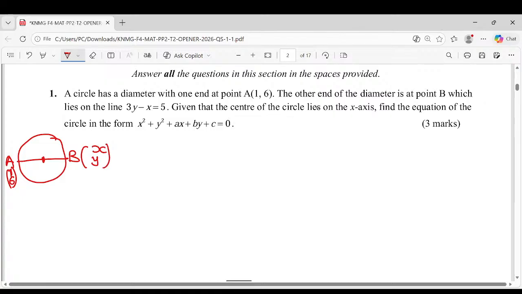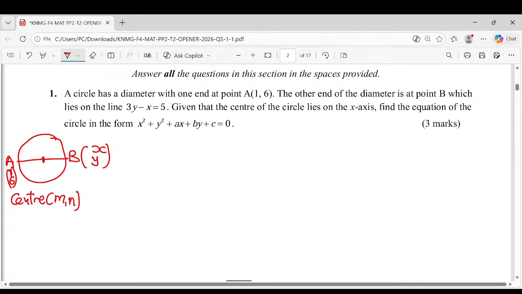Given that the center of the circle lies on the x-axis, let the coordinates of my center be (m, n). Here we have (m, n) as the coordinates of the center.